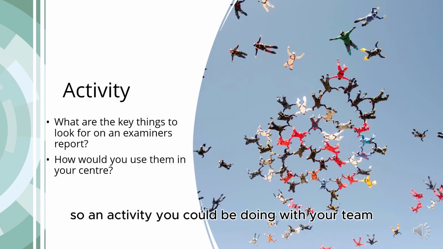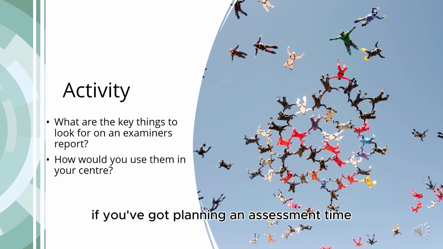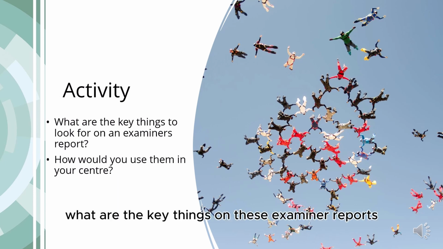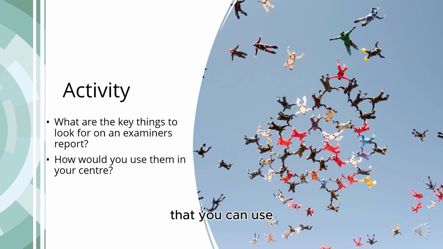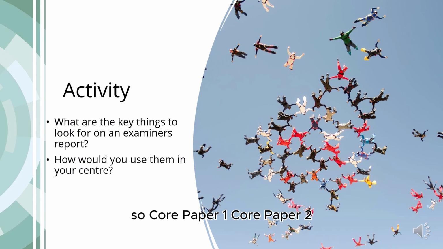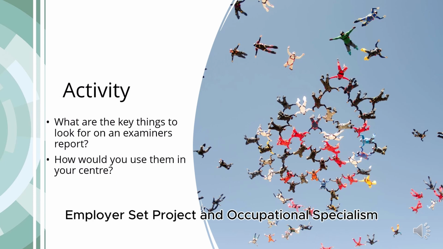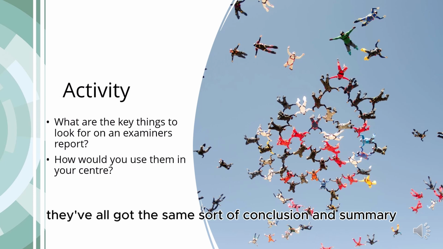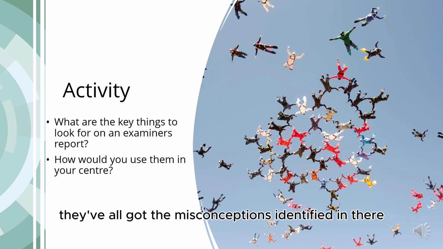So an activity you could be doing with your team, maybe at the start of the year if you've got planning and assessment time, or maybe through meetings throughout the calendar year, is thinking about what are the key things on these examiner reports that you can use, and they are available for each of the assessments. So core paper 1, core paper 2, employer set project, and occupational specialism. So it doesn't matter if they're only teaching occupational specialism or only teaching the core exams, they've all got lead examiner reports, they've all got the same introduction, the same sort of conclusion and summary. They've all got the misconceptions identified in there.